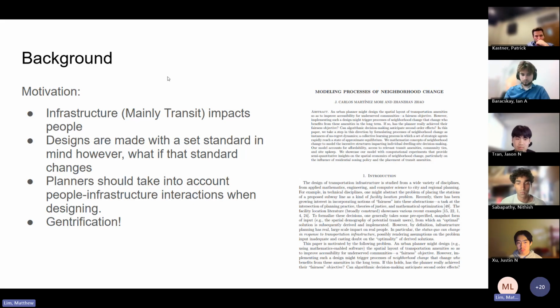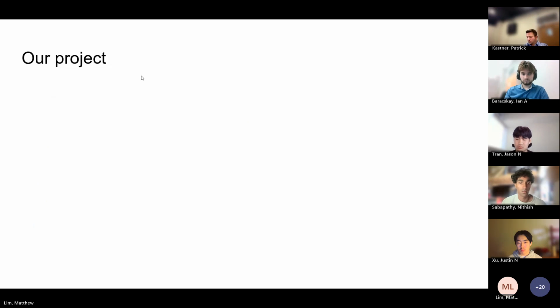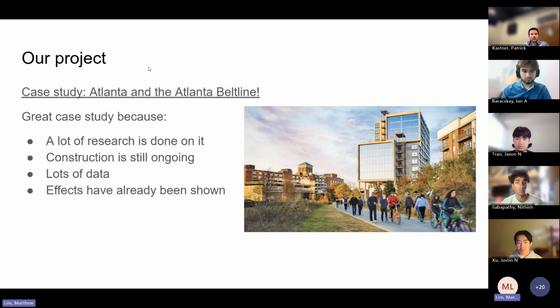For example, looking at the Atlanta Beltline, we've seen gentrification, but this isn't necessarily taken into account when designing the Beltline. And so that's why we're using the Atlanta Beltline as a case study, because there's a lot of research going on about it in terms of the statuses of the communities before and after the construction, where it's being constructed, and the fact that it's ongoing. We can see the policy decisions and the logic behind why they chose to build this here.